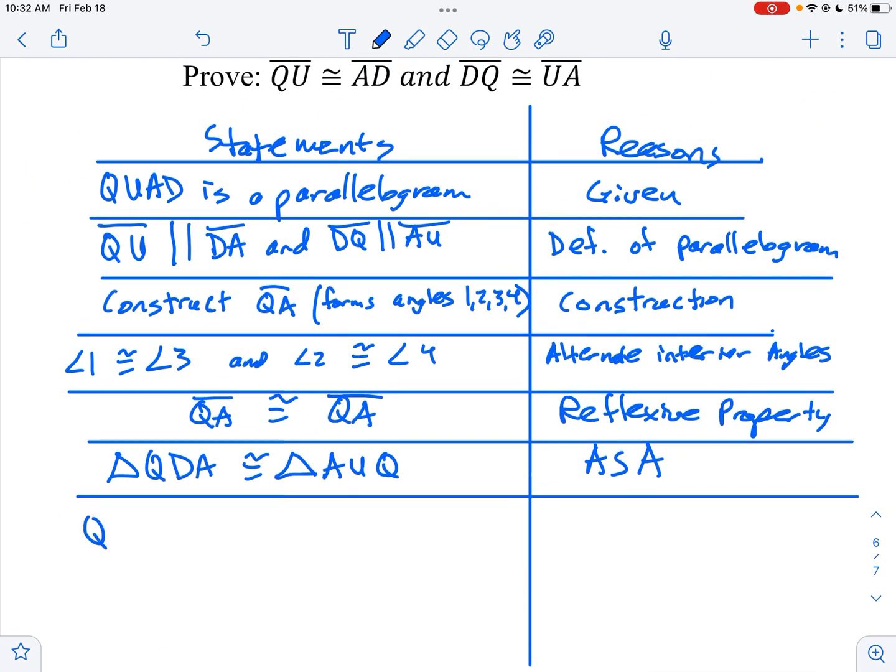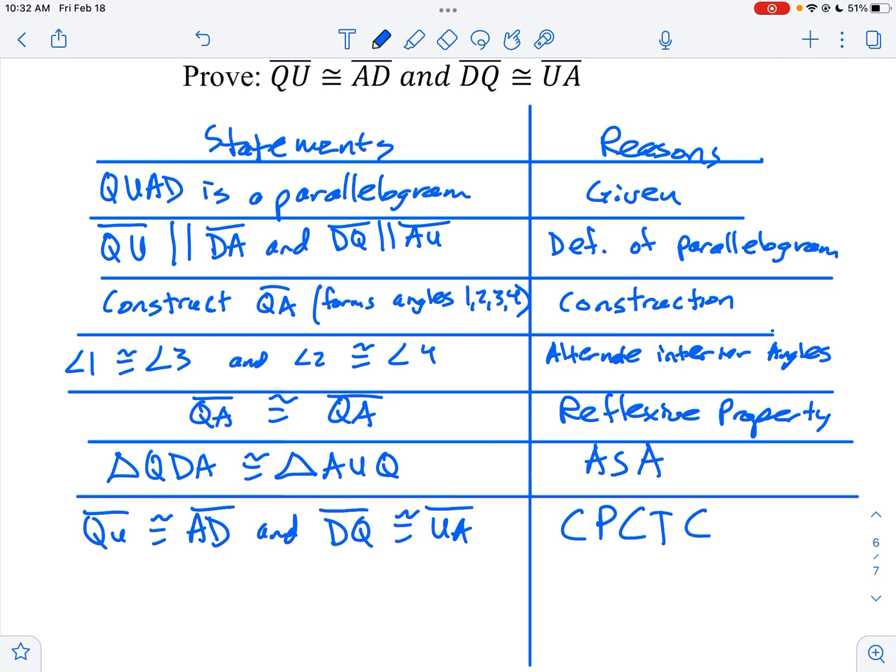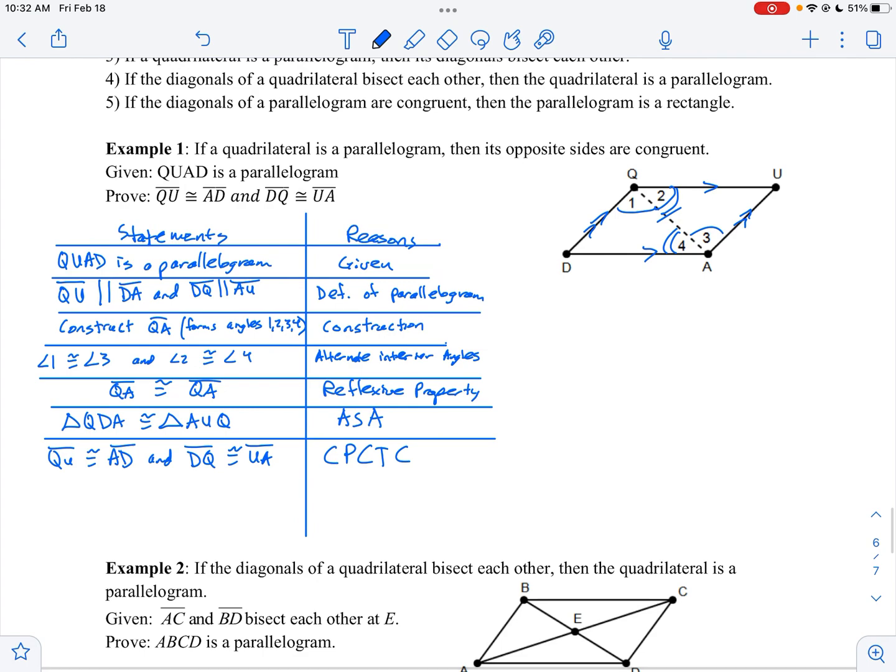Let's see, so we just write out. QU is congruent to AD, and DQ is congruent to UA, and that's because corresponding parts of congruent triangles are congruent. And ta-da! There's your first parallelogram proof. And a lot of the parallelogram proofs work the same way. You take your parallelogram, you split it into triangles, you prove those triangles are congruent, and then you can say the parts on the parallelogram are congruent.